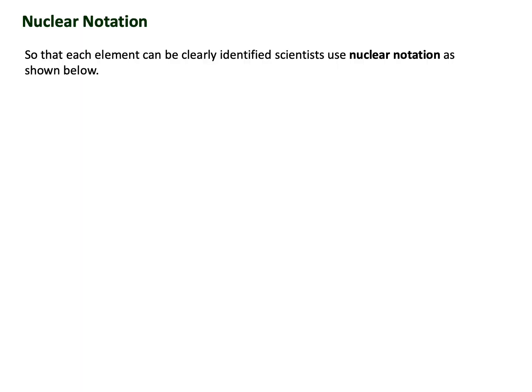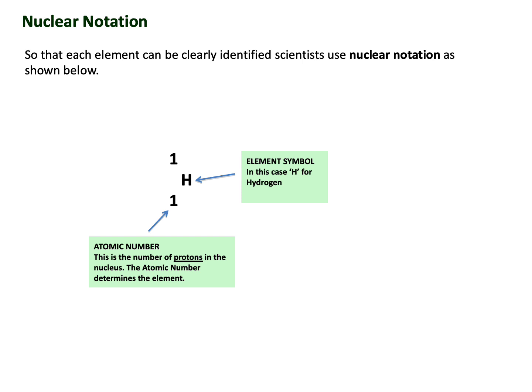Nuclear notation. So that physicists and other scientists can identify each element very clearly, we use nuclear notation. For example, in this diagram, the H is the element symbol. That's the one you'd see in the periodic table. This particular one is an H for hydrogen. The number at the bottom is called the atomic number. That's the number of protons in the nucleus. And it's this atomic number that determines the element. The number at the top is called the mass number. It's the number of protons and neutrons together in the nucleus.